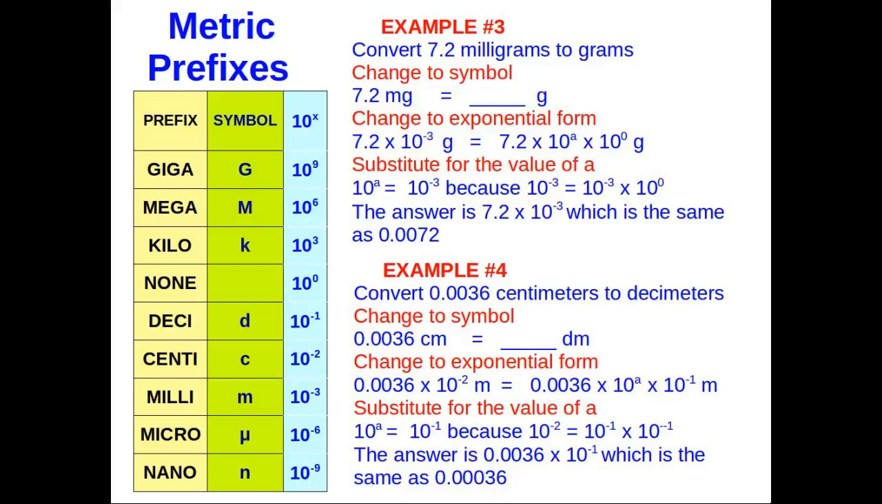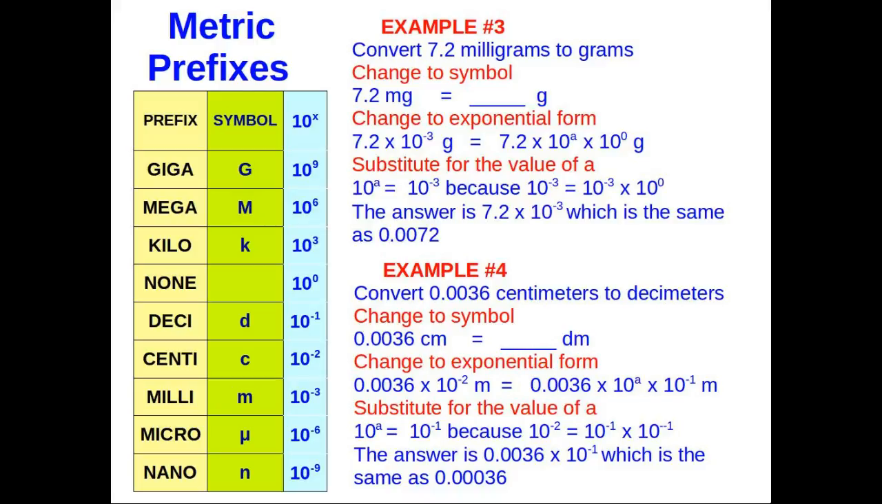For example number 4, we are asked to convert 0.0036 centimeters to decimeters. Now we should change them to symbols: 0.0036 cm, that's for centimeter, is equal to blank dm. dm is for decimeter. Then we are asked to change them to exponential form.